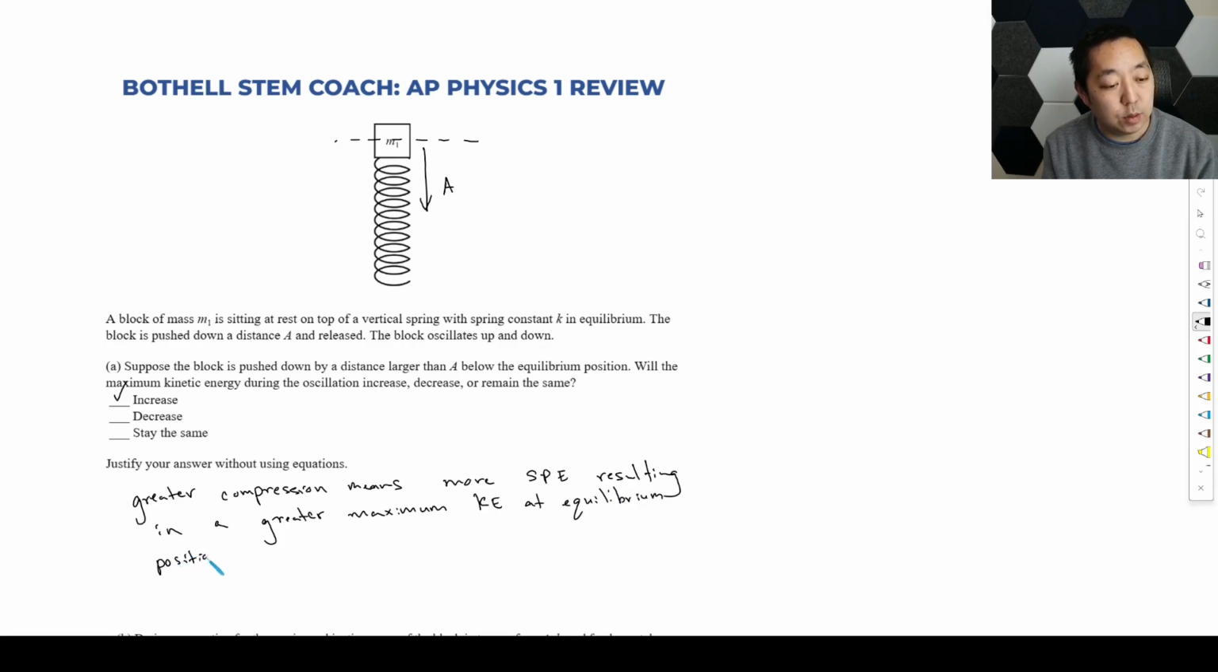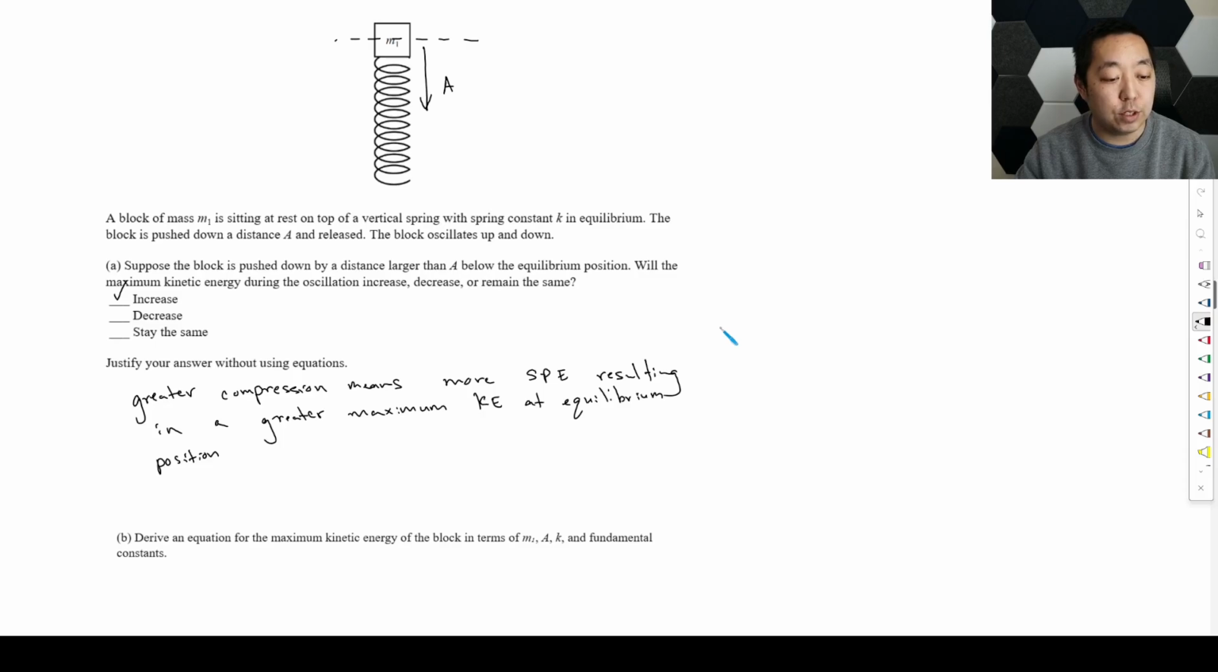That's all you really got to say. There's more energy in the system. When I push it down further, there's going to be more kinetic energy out there. So now we're going to derive an equation for the maximum kinetic energy. So that's the energy here in terms of M1, A, K, and fundamental constants.